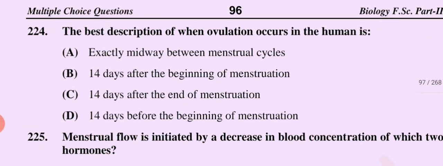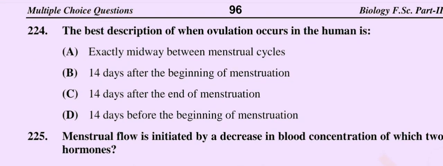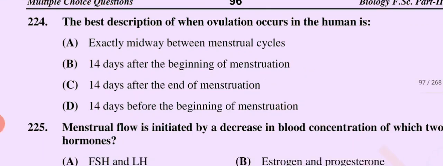Question number 224. The best description of when ovulation occurs in the human is option A, exactly midway between menstrual cycles. Option B, 14 days after the beginning of menstruation. Option C, 14 days after the end of menstruation. Option D, 14 days before the beginning of menstruation. So the correct option is option C, 14 days after the end of menstruation.